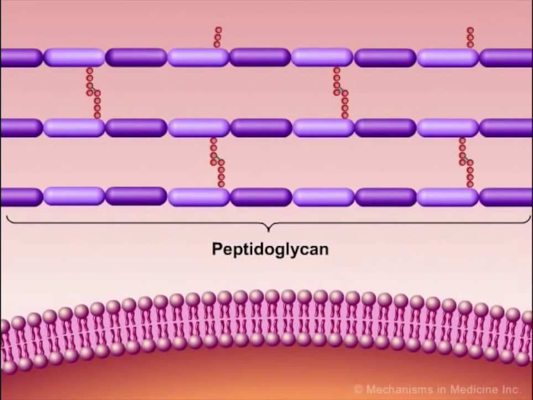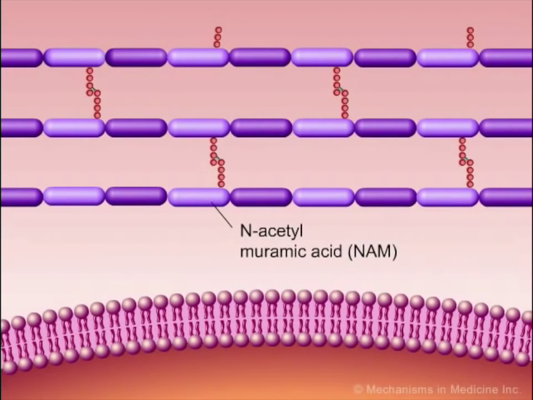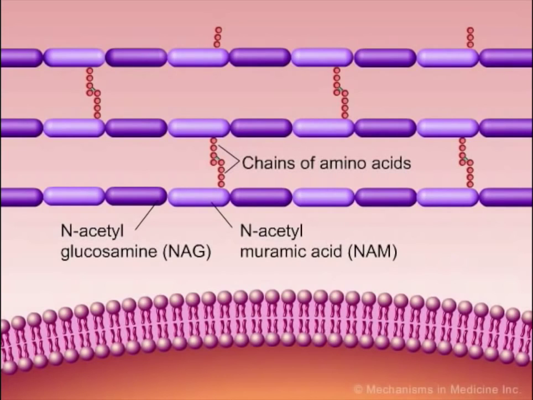Peptidoglycan, the most important component of the cell wall, is a polymer made of N-acetylmuramic acid alternating with N-acetylglucosamine, which are cross-linked by chains of 4 amino acids. The function of the bacterial cell wall is to maintain the characteristic shape of the organism and to prevent the bacterium from bursting when fluid flows into the organism by osmosis.